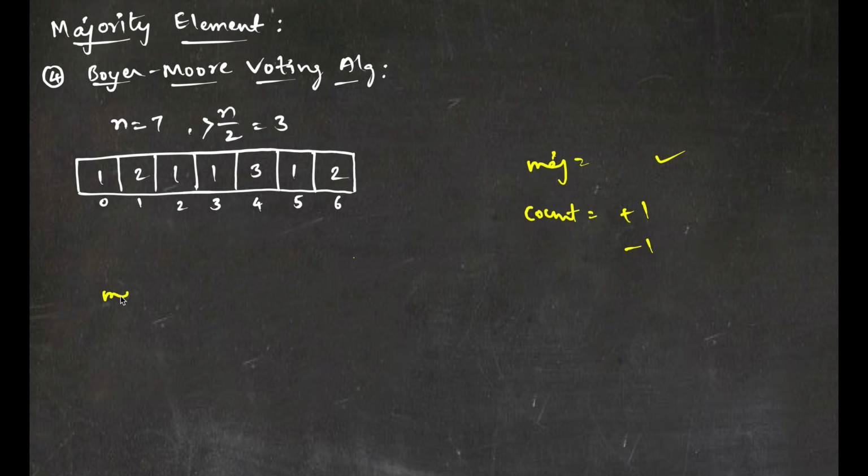Let us take two variables called majority, which will initially be null, and count, which will be 0. Let us go element by element. First element is 1. Since majority is null, I'll just add it here as 1, and the count of it is 1. Next I got 2, which is not equal to my majority, and my majority element count is 1. So I have to decrement this by 1. It becomes 0. 0 means there is no majority element, so I have to make this null.